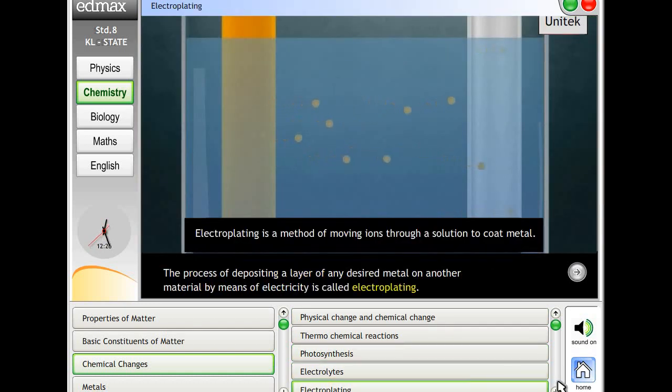Electroplating. The process of depositing a layer of any desired metal on another material by means of electricity is called electroplating.